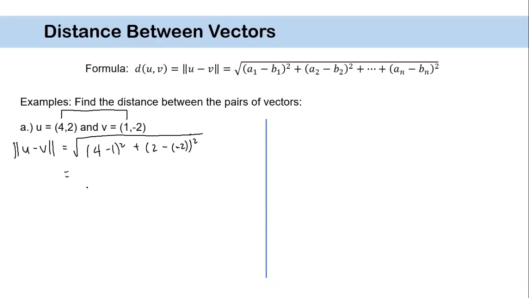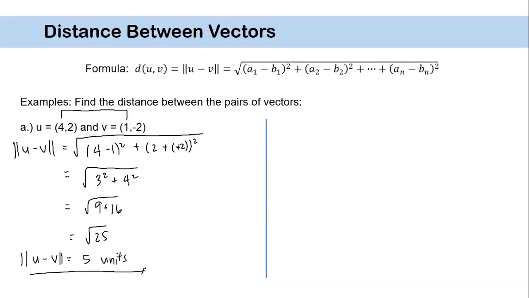And then we simplify. This is 4 squared, 4 minus 1, that is 3 squared. Tapos, ito ay magiging plus. This will be 4 squared. 3 squared is 9, 4 squared is 16. This will result to square root of 25. And the distance between these vectors are 5 units. Recall na kailangan natin yung units na yan dahil distance yung ating pinag-uusapan.